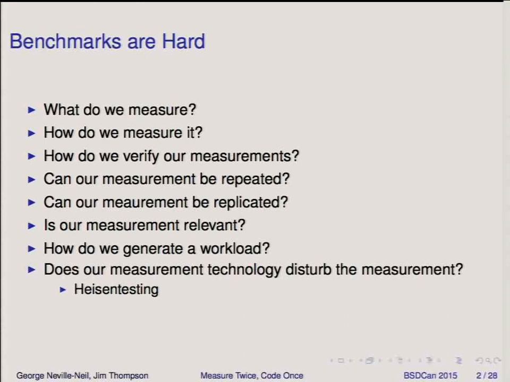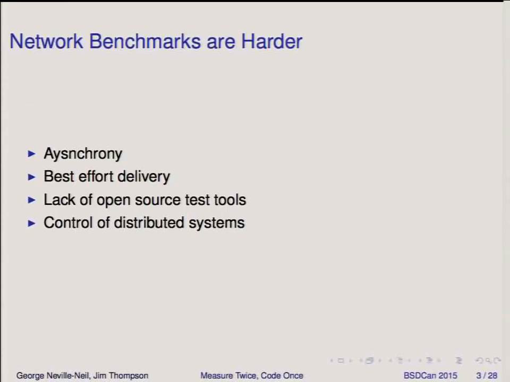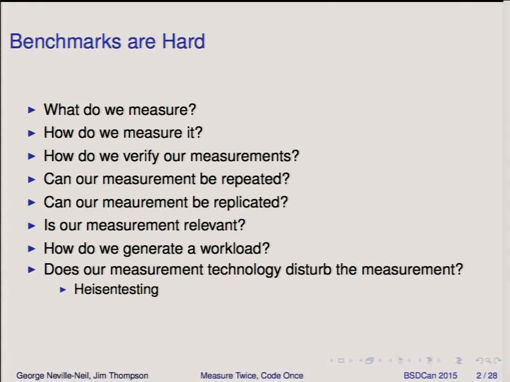Like, what are we trying to measure? How are we going to measure it? How do we verify our measurements? People often get through the first two questions pretty well. Sometimes they do anyway. And then they get the third one wrong because they're like, well, I've got a measurement. Why would I have to run that thing more than once? What do you mean by statistical significance? Can our measurement be repeated?